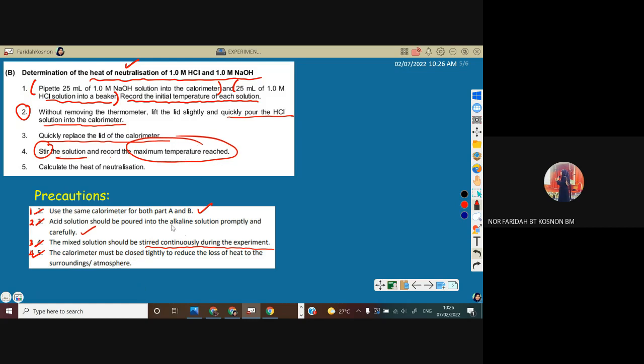Pastikan, because we assume that the calorimeter is isolated, so bila kita buat eksperimen, we have to make sure that the calorimeter tu dia mesti isolated lah. Macam mana kita nak pastikan dia isolated? Kita mesti pastikan, we must make sure that the calorimeter must be closed tightly to reduce the loss of heat to the surrounding. Okay, dengan harapan dia akan jadi isolated lah.